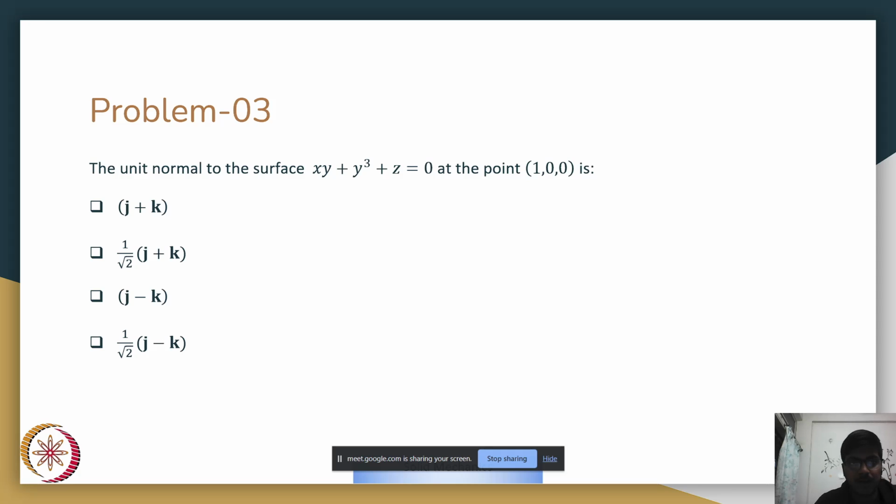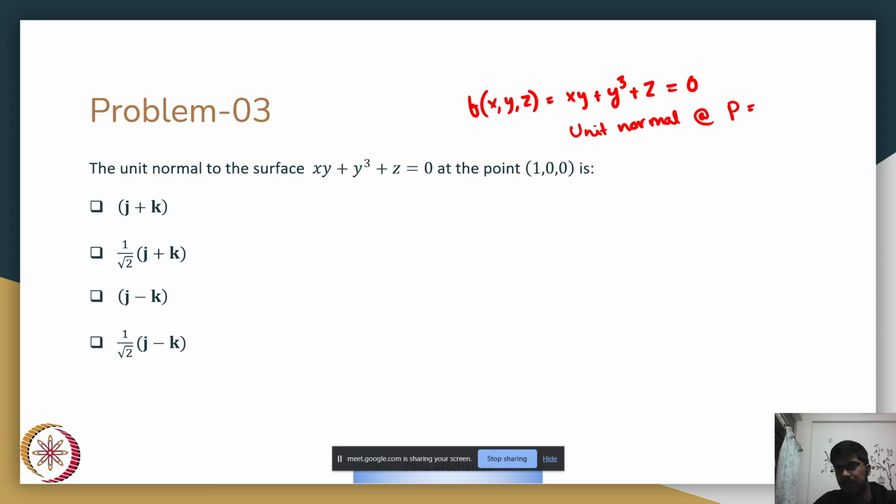the third problem, we are given a surface with the equation f of x, y, z equal to xy plus y cube plus z, equal to 0. And we are asked to find the unit normal to this surface at point P, which is defined by the coordinates 1, 0, and 0. Does anyone remember how to do this? Simply find the gradient of that scalar field at the given point.